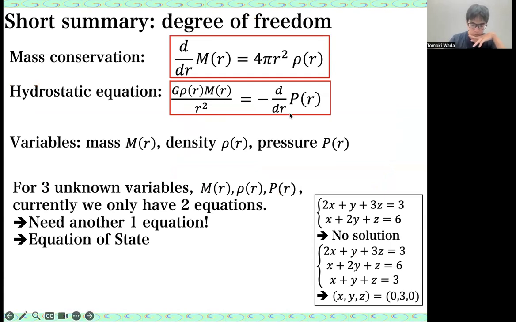At the end of the last video, we derived these two equations. One is mass conservation and the other is the hydrostatic equation. But we have three variables: mass, density, and pressure. And we only have two equations. So we need one more equation. This equation is the so-called equation of state.